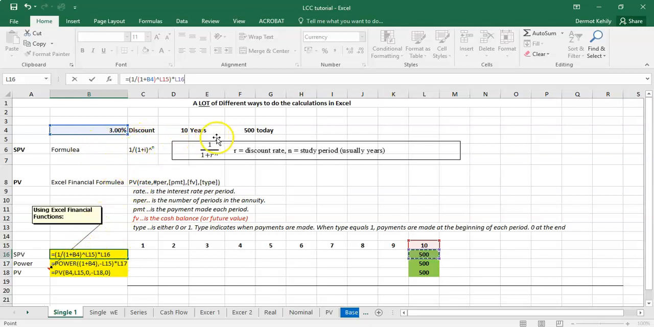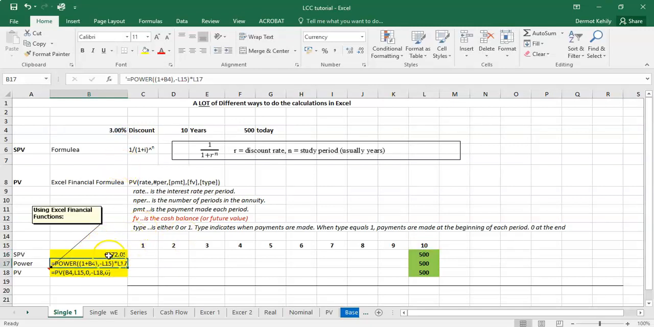It's horizontal instead of this vertical representation that you get when you look at it in a textbook. Always start with equals, and then once you've calculated it, hit return. So we got €372.05. What does that signify? Well, if I put 372.05 in the bank today at 3%, in 10 years time I'll have €500.